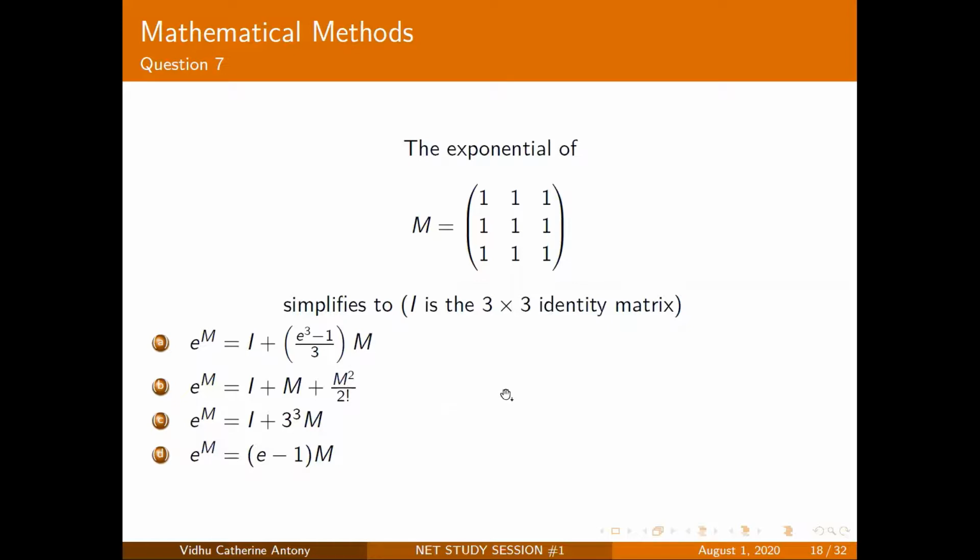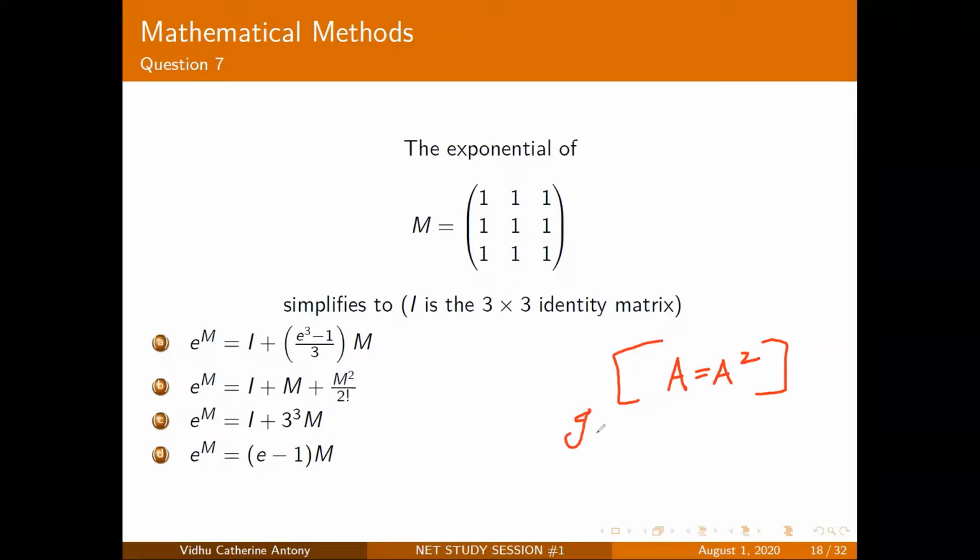Okay, so now what I will discuss about is projectors. Projectors are basically your idempotent matrices. What is the property of your idempotent matrices? It is basically you have something like this. Okay, you have an A equal to A square. So these are called the idempotent matrices.